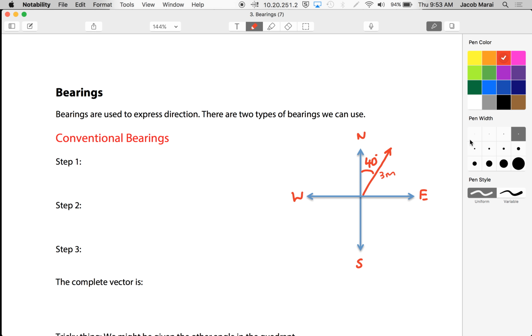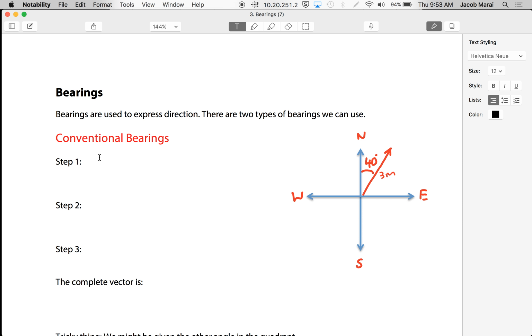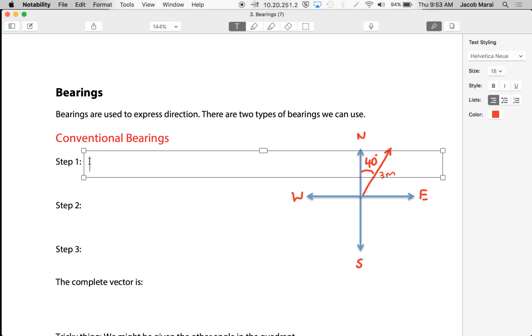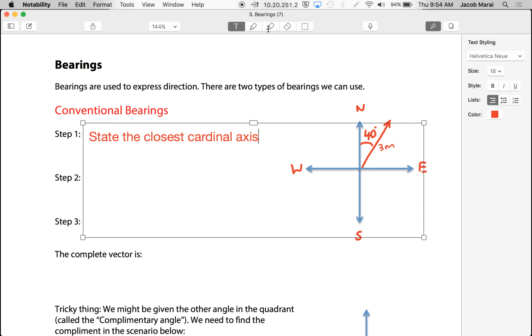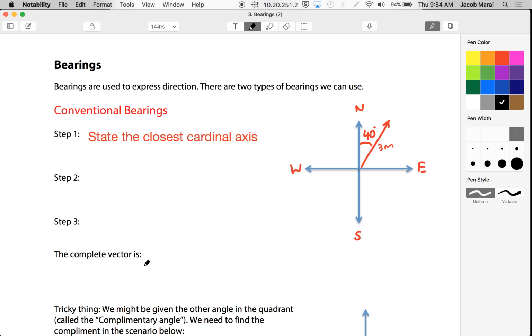Okay? Now this is very, very simple. The steps are very simple. Step 1, you state the closest cardinal axis. Now the cardinal axis is the north, south, east, and west. So obviously this vector is closest to the north axis, so we're going to say north. So our completed vector, let's just go down here, we're going to write S equals 3 meters north, and we'll complete this.